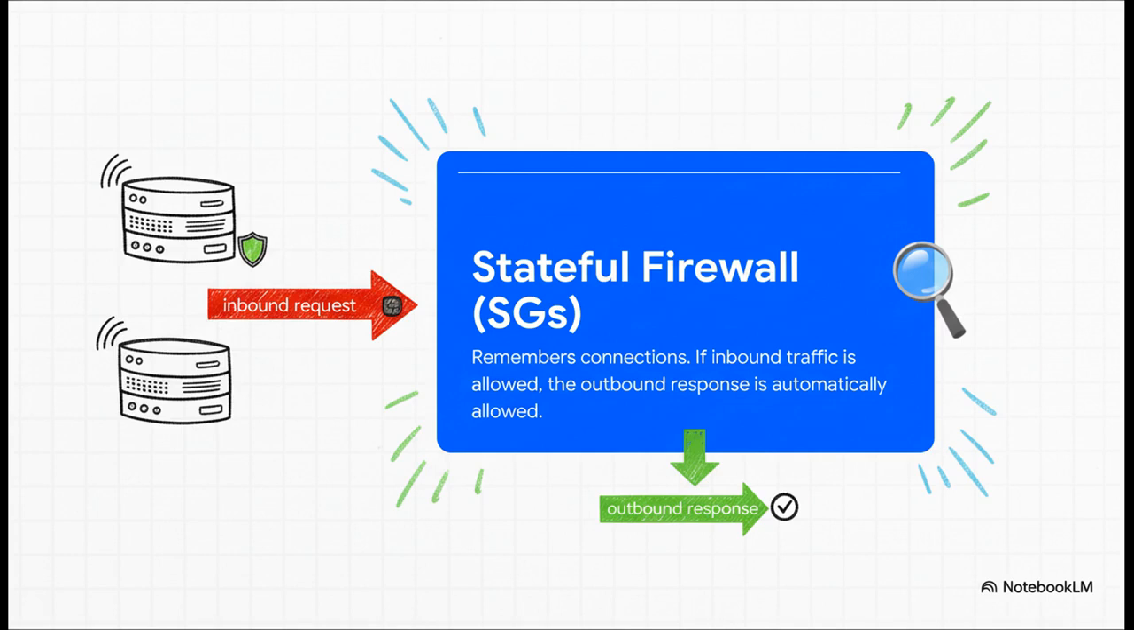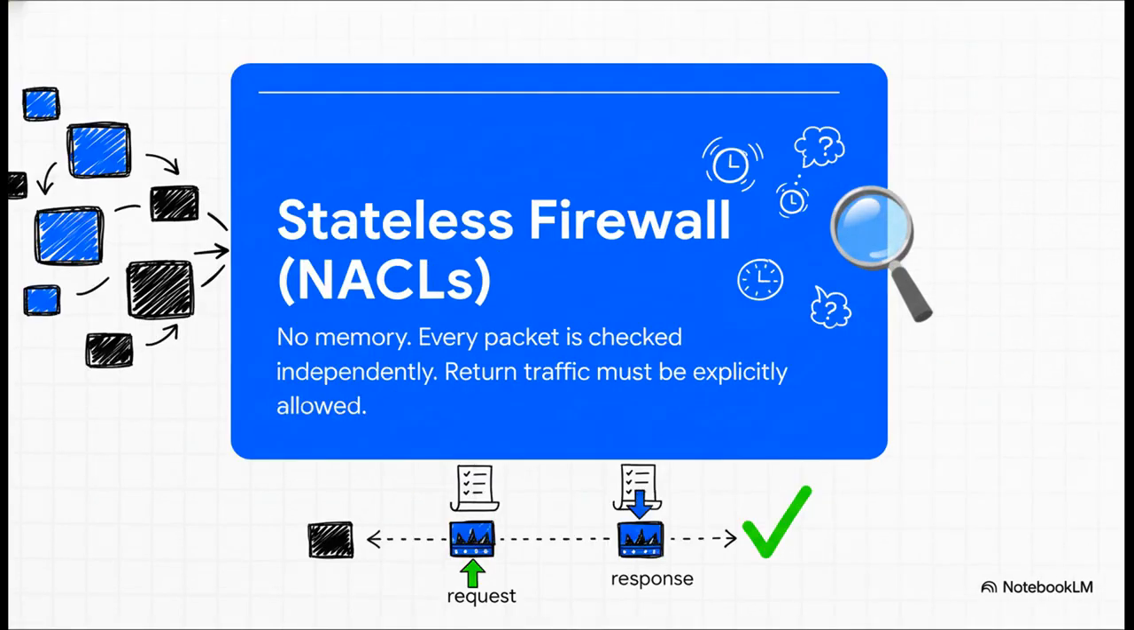It just works. Now, a stateless firewall, like an ACL, it's the complete opposite. It's got zero memory, total amnesia. It treats every single little packet, inbound or outbound, like it's the first time it's ever seen it. This means for a simple back-and-forth conversation to happen, you need one rule to let the request in and a totally separate rule to let the response out.